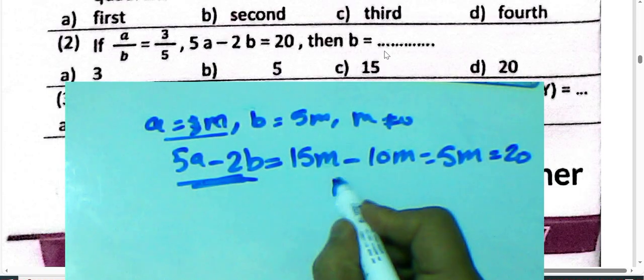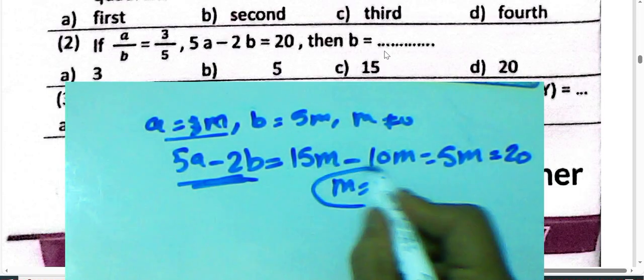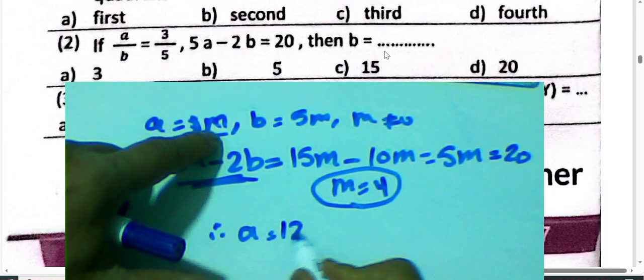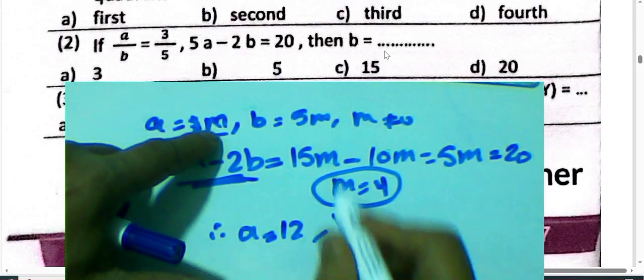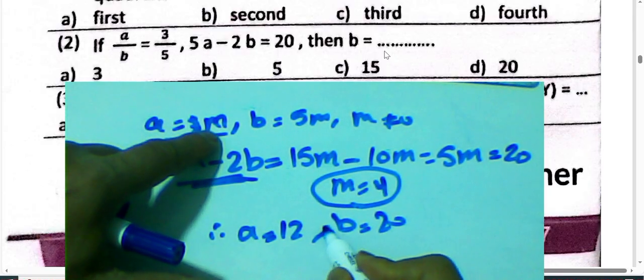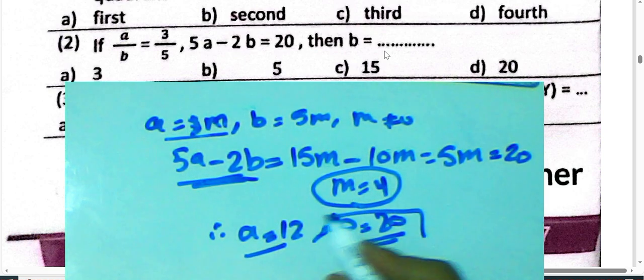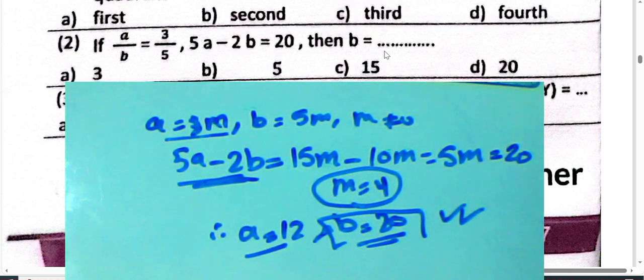We can find the value of m. 20 divided by 5 equals 4. Then we can find the value of a. 3 product by 4 equals 12. And b equals 5 product by m. 5 times 4 equals 20. We have value a and value b. He wants to find value b, the result will be 20. Okay, the answer will be 20.